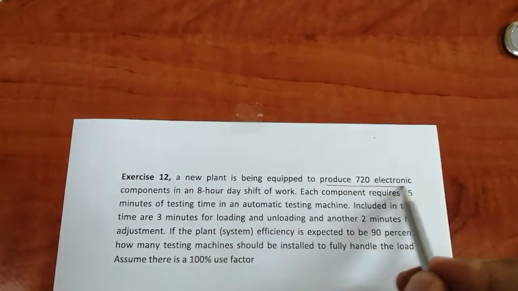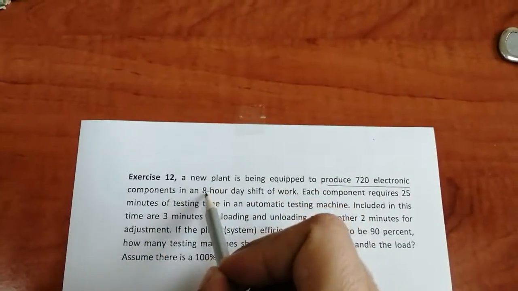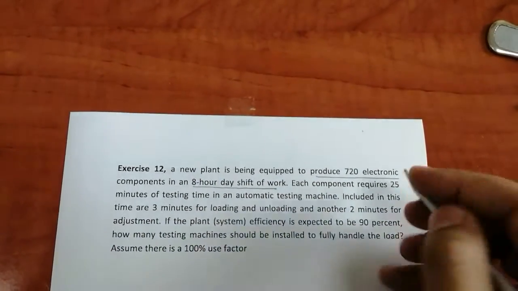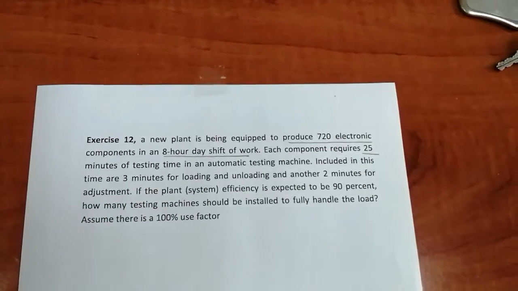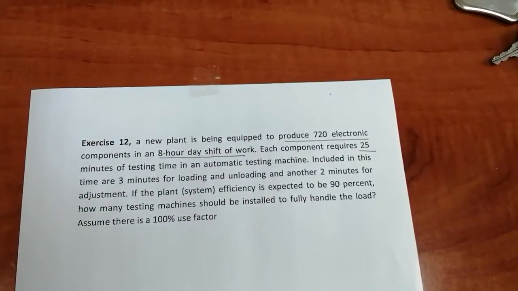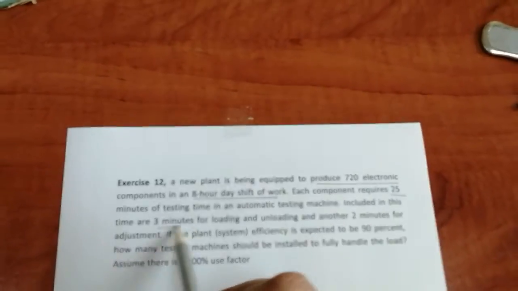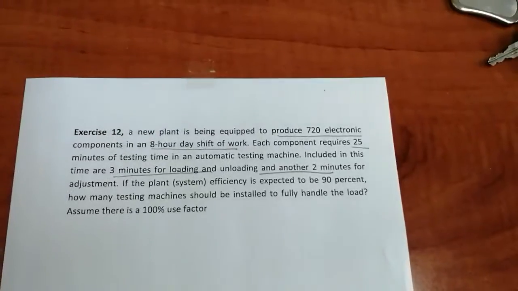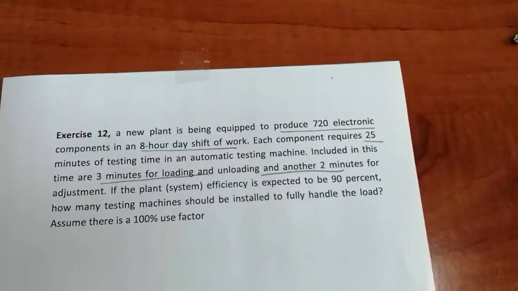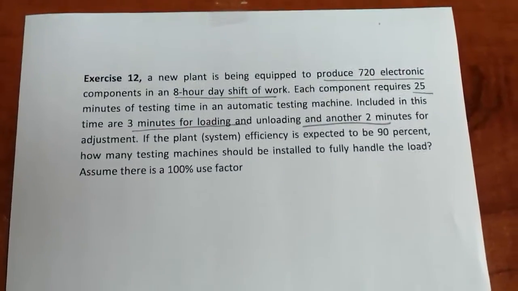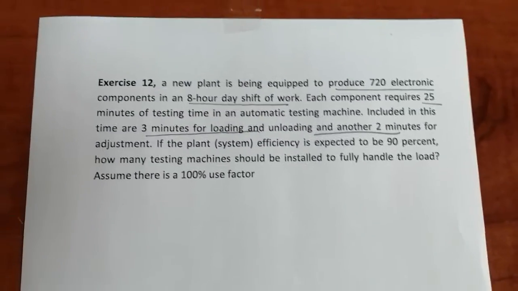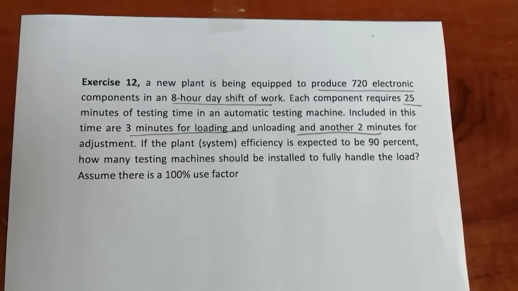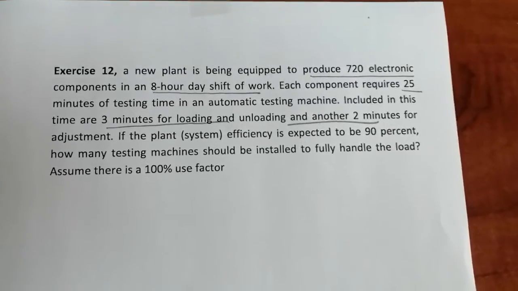to produce 720 electronic components in an 8-hour day shift of work. And each component requires 25 minutes of testing on an automatic testing machine. Within this time, there are 3 minutes for loading and 2 minutes for unloading, for adjustment. If the system efficiency is expected to be 90%, how many testing machines should be installed to fully handle the load? Okay, so we have the system efficiency, which is 90%.